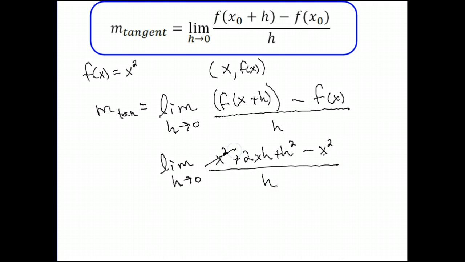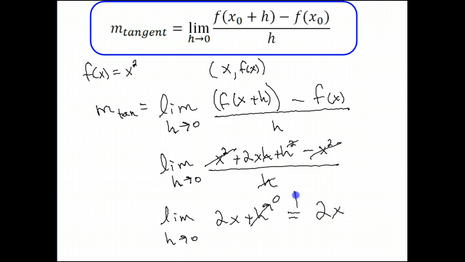Now notice, x squared cancels with x squared. h cancels with an h. So what are we left with? We're left with the limit as h approaches 0 of 2x plus h. Now if h is approaching 0, then this term is approaching 0, and we're left with 2x. So what does this tell us? This tells us that we can pick any x value we want, and we can know the slope of the original function at that x value simply by multiplying by 2.